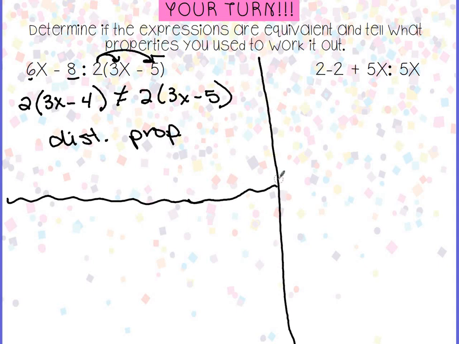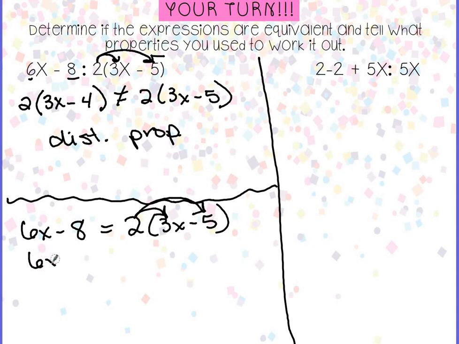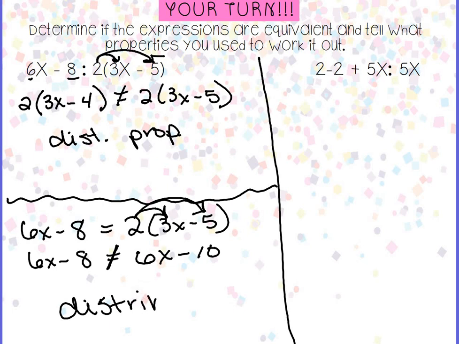Or I could have done it the other way. I could have left this as 6x minus 8, and I could have distributed the 2 to the 3x and to the 5. So 6x minus 8, is it equal to 2 times 3 is 6, 2 times 5 is 10. Okay, and I can see that these are not equal, so they are not equivalent, and it was still using the distributive property.